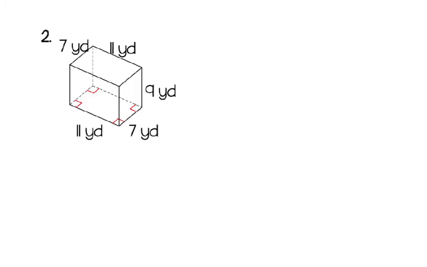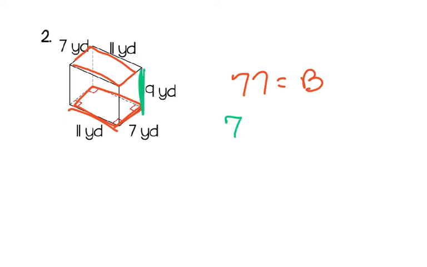Okay, number 2, this is a right rectangular prism, and it's rectangular because the bases are rectangles. And so what I'm going to do is find the area of the rectangle, the base, and so that's going to be 11 by 7, so that's 77, and so that's my capital B. And then how high do I stack it? I'm going to stack it 9. So I'm going to say 77 times 9, and that's going to give me 693, and that's going to be in yards cubed for my volume.